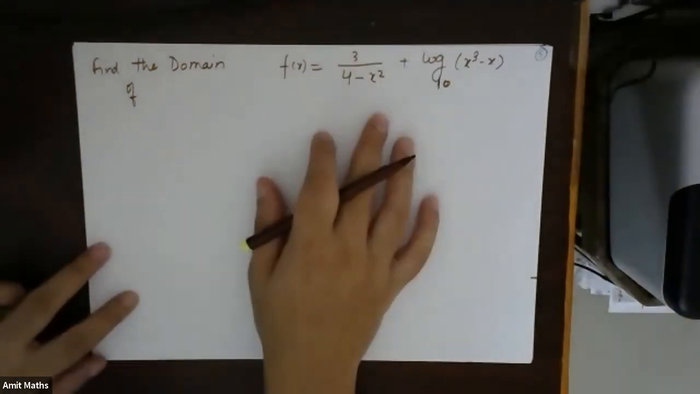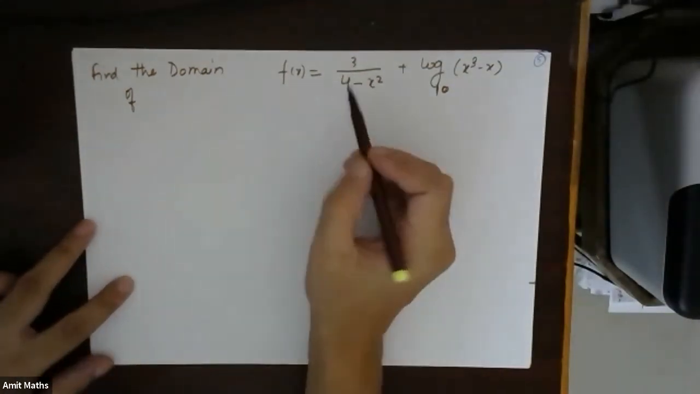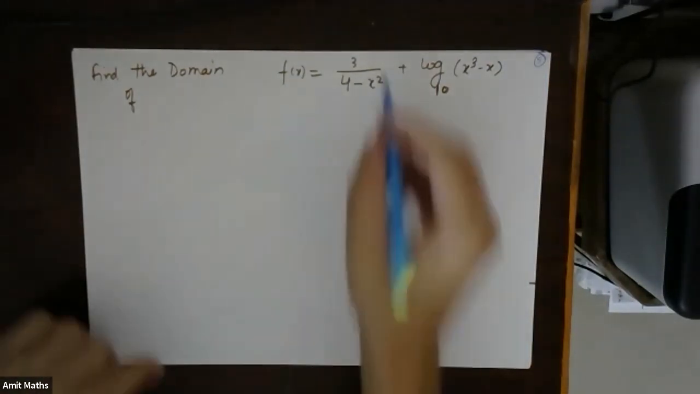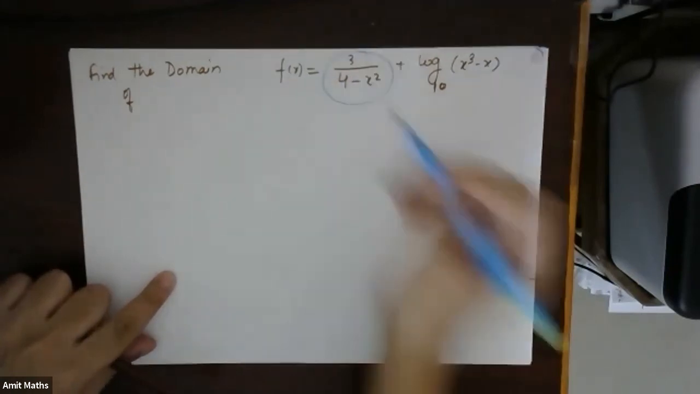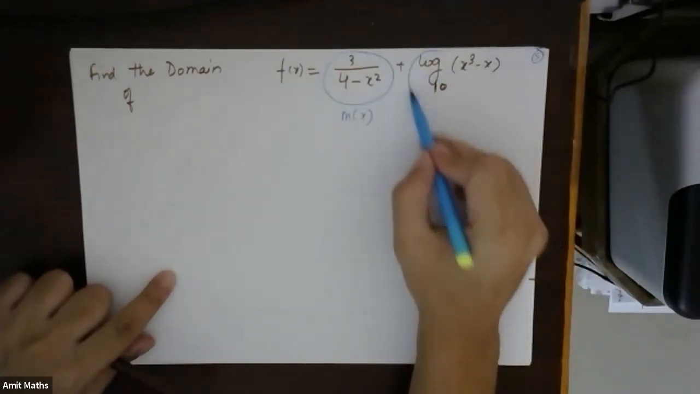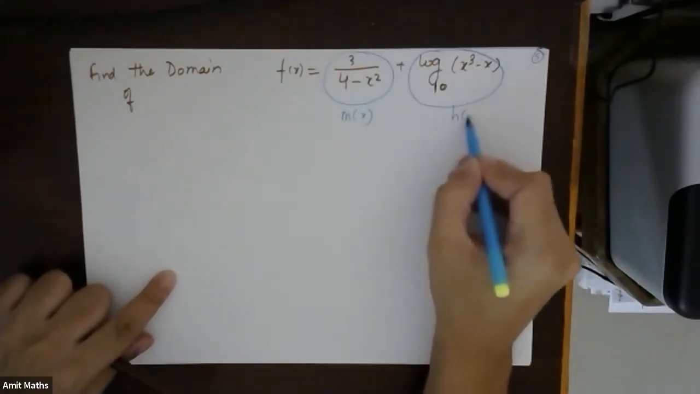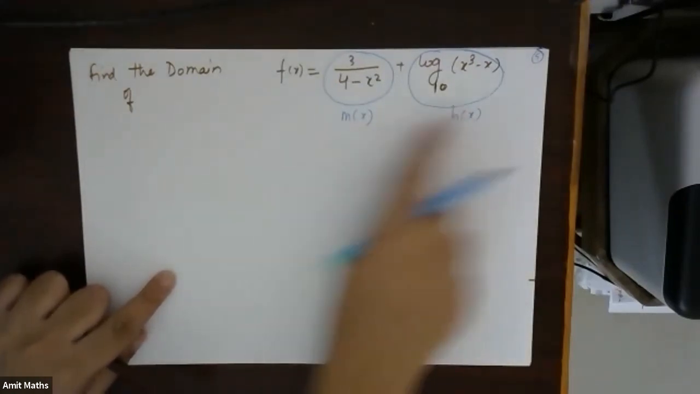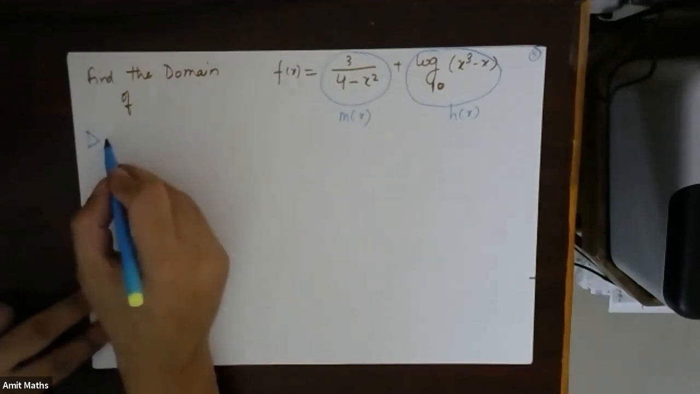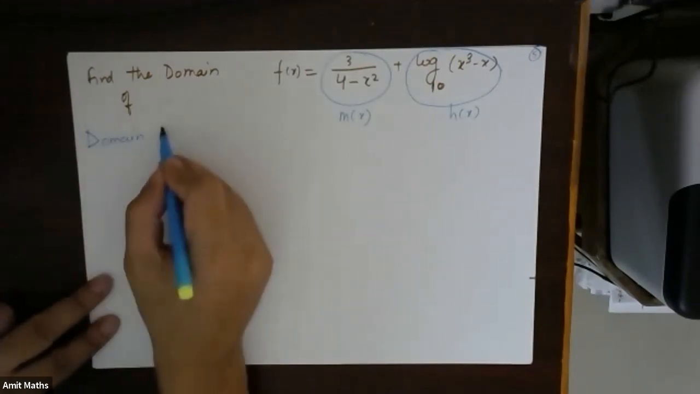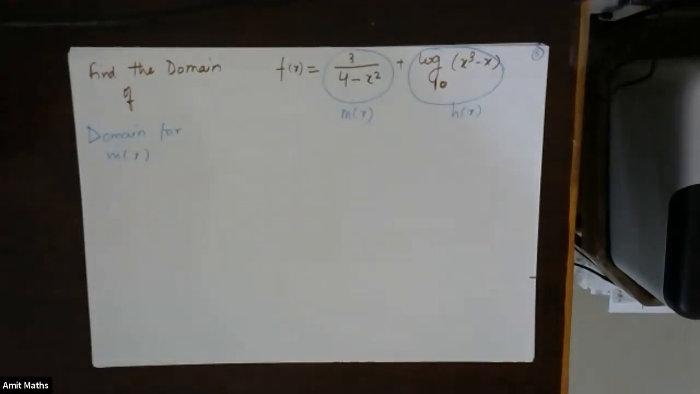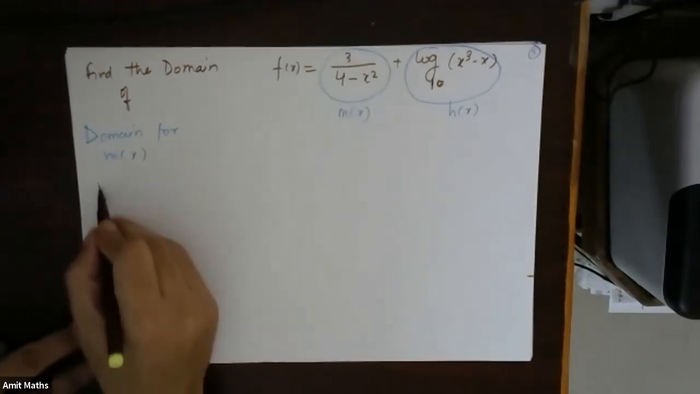Okay, now I'll try to solve this one. Fine. So now this also can be divided into two parts. I will take this as one function. Let this be m of x and this be h of x. First I will find the domain for m of x.